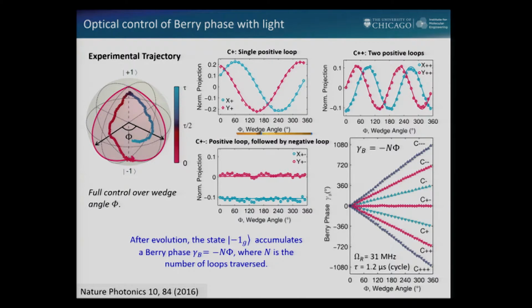Moving it through one loop, multiple loops. The middle curve is an example of moving it clockwise and then counterclockwise, canceling the phase, just to be sure you're really measuring a phase. And on the right, just doing it many, many times as a fan plot.